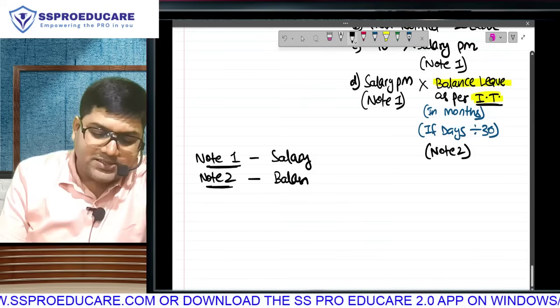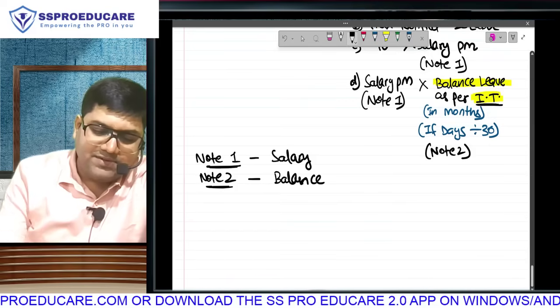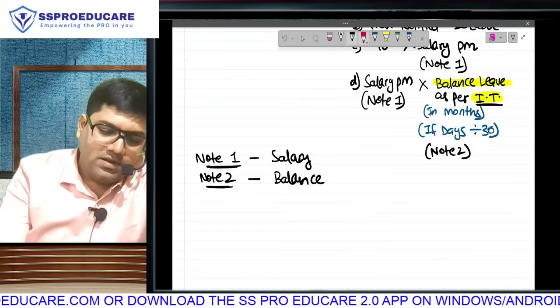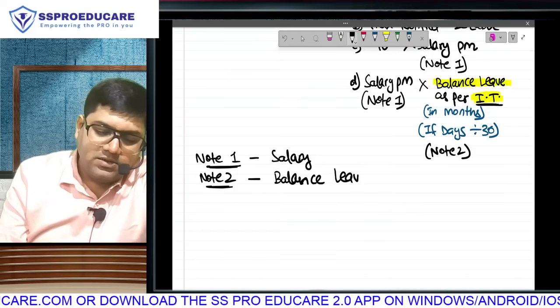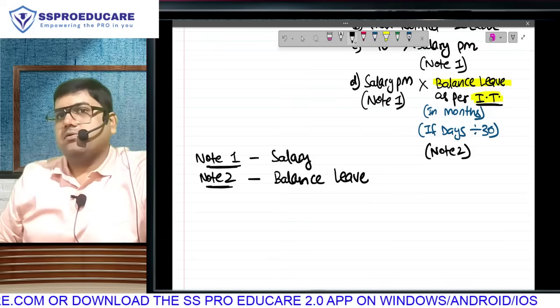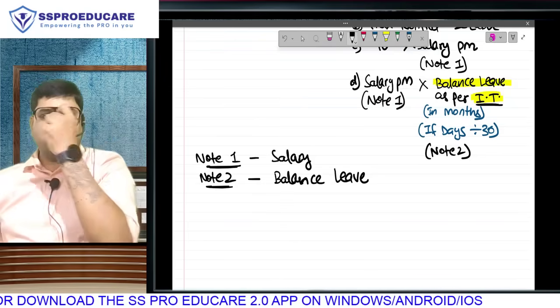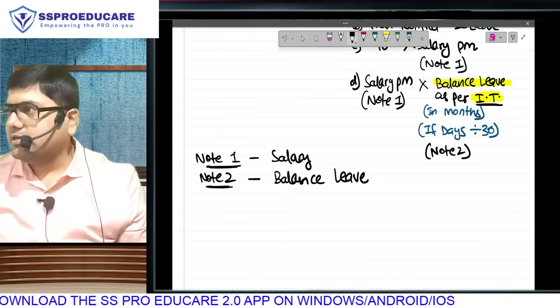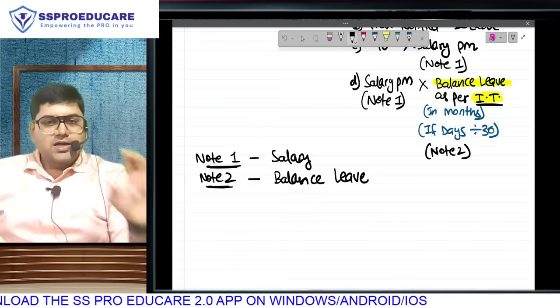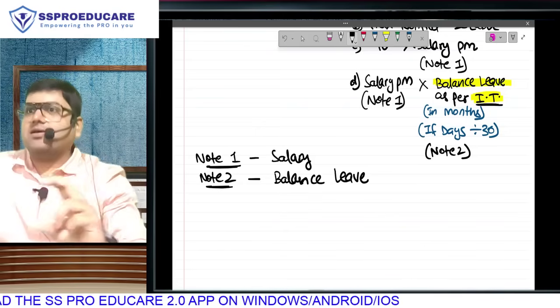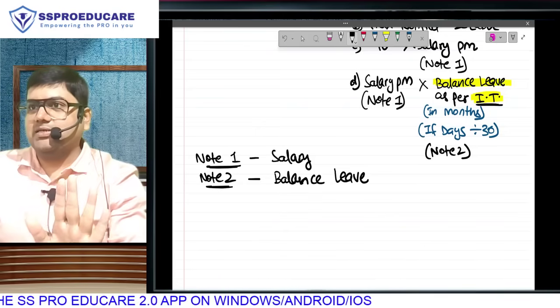Dekho, in words I can still explain to you that balance leave is nothing but available leave minus availed leave. Correct hai? But what is balance leave as per income tax? That is still remaining to be explained. Completing these 2 notes will mark completion of leave encashment as a section.